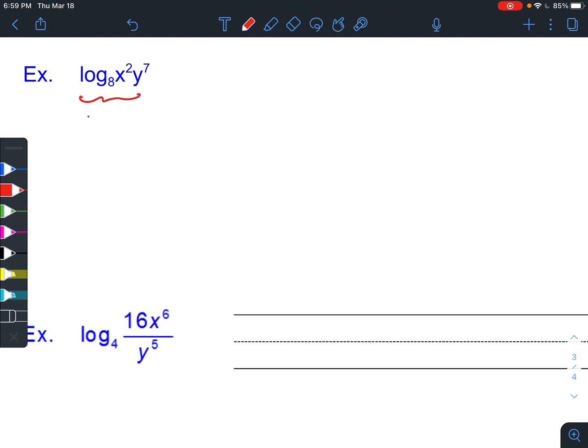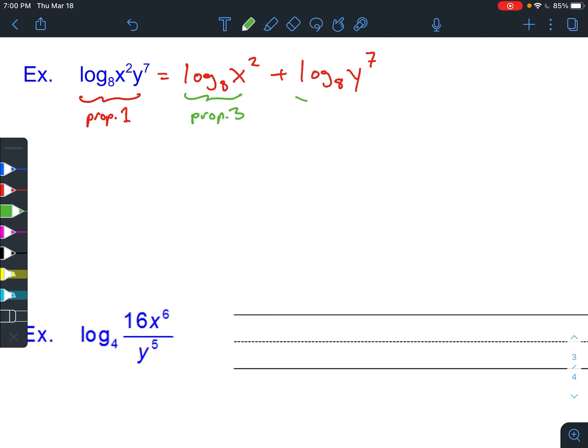So at this point, we've got property 1, our product rule. Since it's a product, I can break it into log plus log. Now, the base never changes through this whole mess, so it's log base 8 still, and then we've got x to the 2nd, plus log base 8 of y to the 7th. Now each of those we can look at and ask which property applies. Both have exponents on them, so that's our power rule, property 3 in each case.